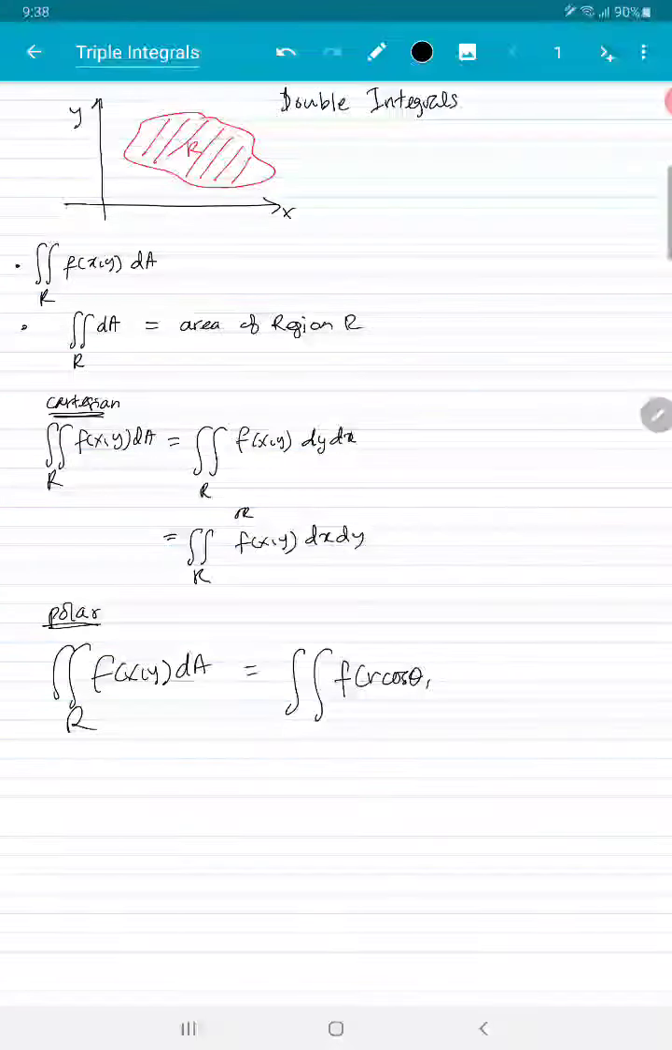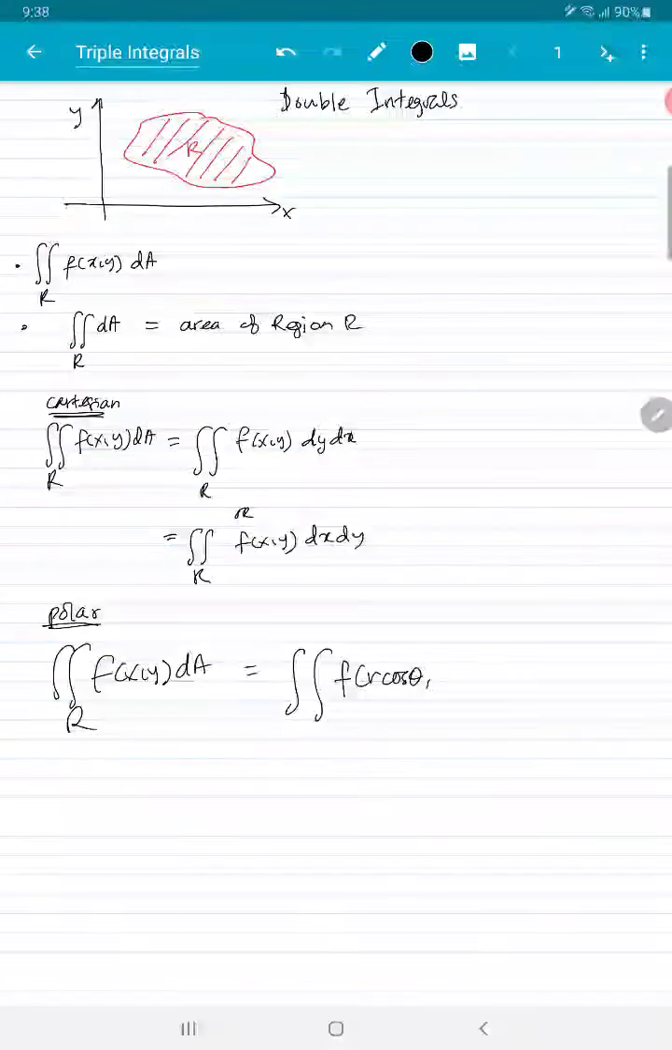Okay, in triple integrals we have x, y, z space. Let's say you have a solid, maybe it looks like this. So this is your solid G. It's in 3D, and now we want to integrate. You're given a function f(x, y, z), and you want to integrate over solid G. That is basically what a triple integral is.